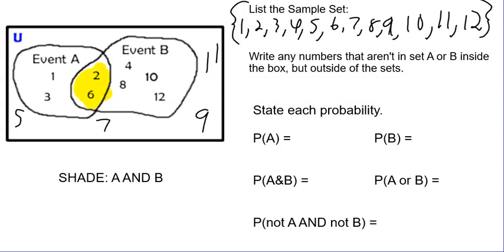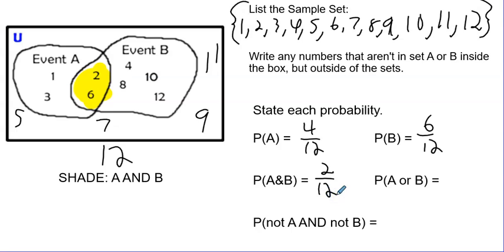Now, how many numbers are there? Okay, there's 12 numbers total, right? Obviously 1 through 12. Now, the probability of A, how many are in A? In the circle of A, there's 4 numbers, 1, 2, 3, and 6 out of 12. Probability of B, 6 out of 12. Half the numbers are even. Makes sense? What about A and B? Those are the 2 numbers in the middle.